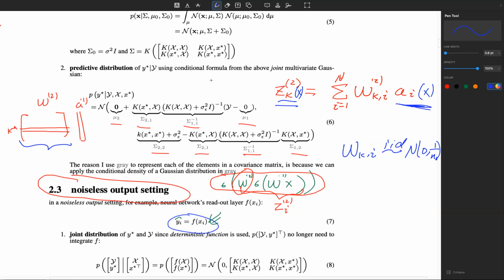However, if I perform another sigmoid function here, like the activation function, is that going to be Gaussian?